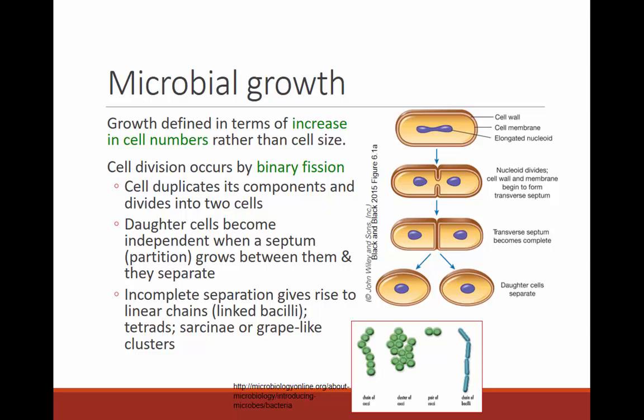Now, as I said probably in one of the first lectures, this can happen really slowly or it can happen really quickly. So bacteria like E. coli, in the right conditions, can undergo binary fission. That's what it's known as. It can do that every 20 minutes.